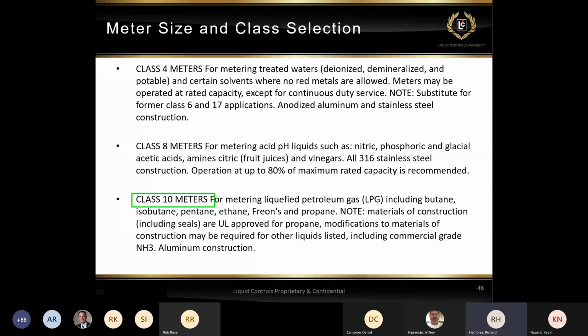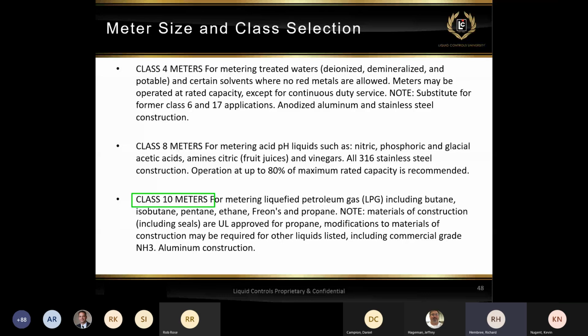This meter may be operated at rated capacity except for continuous duty service. So if you're going to run this meter in continuous duty service, you may want to look at the flow rate, but we can help you with that if you're going to use this meter in a continuous duty service. And this is aluminum construction body as well.